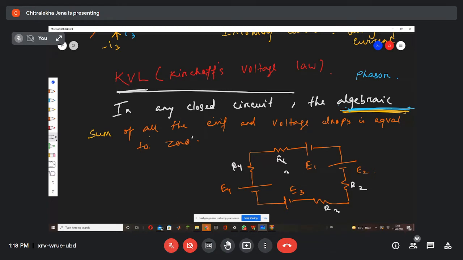Now inside the closed circuit, remember that Kirchhoff's voltage law you can apply only to a closed circuit. You cannot apply it to an open circuit. So this is the current, suppose. So what will be the equation? Tell me, using Kirchhoff's voltage law, what is the equation?